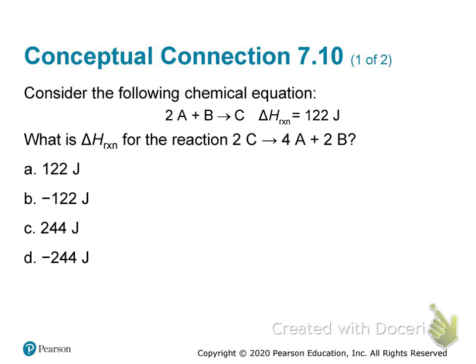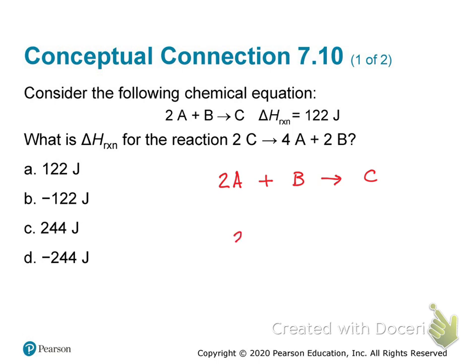So consider the following chemical equation of 2A plus B yielding C. The enthalpy is given to us. What is the enthalpy for the reaction of 2C yielding 4A plus 2B? So pause the video, try to solve it, and I'll show you the solution. So the reference is the 2A plus B yielding C.